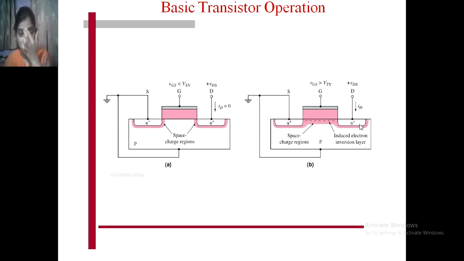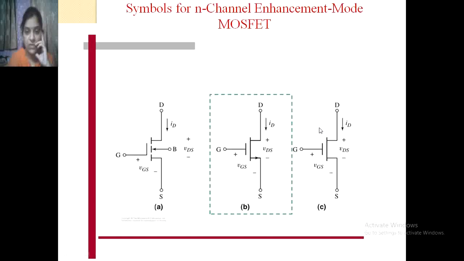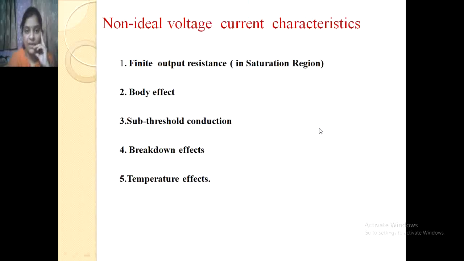According to this, we have seen the non-ideal voltage current characteristics, that is finite output resistance, body effect, sub-threshold conduction, breakdown effects and temperature effects. In the university question paper, whatever they specifically ask, you have to go with that, any of the two. But if they ask to write the non-ideal voltage current characteristics, then from all these points you have to mention the correct things in the paper. Thank you.